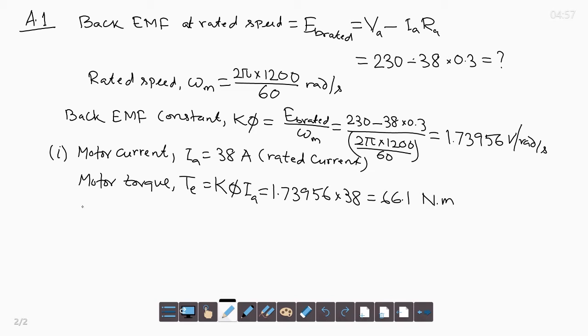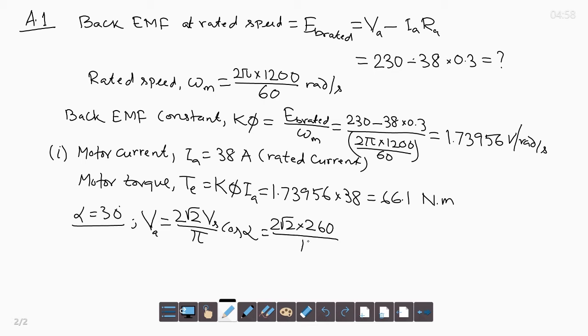Then alpha, the firing delay angle, is given as 30 degree. VA, the output voltage of the converter, is 2 into root 2 Vs by pi cos alpha, that is 2 into root 2 into 260 volt divided by pi into cos 30 degree. You find out, this is 202.72 volt. This is the voltage applied to the motor at alpha equals 30 degree.